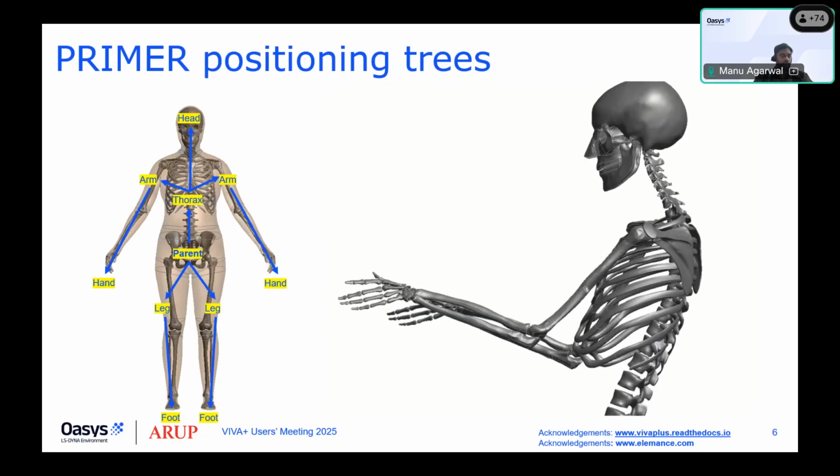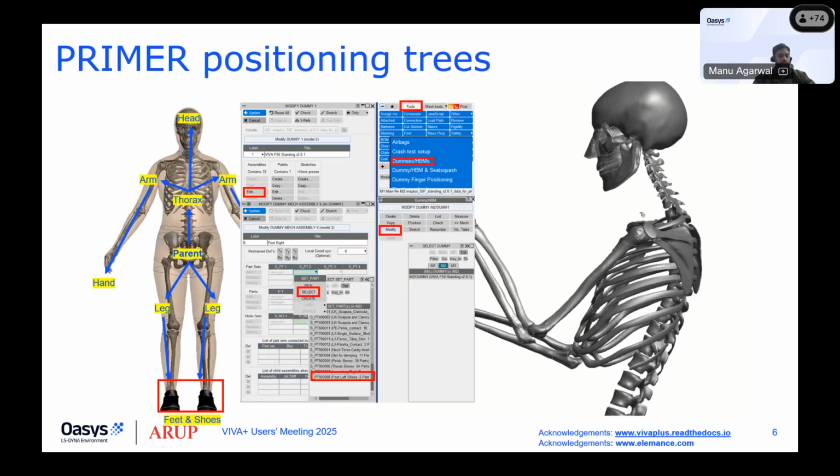But even though the positioning tree files are encrypted, you can still add new entities like shoes, helmets, etc. to the HBM assemblies using the Primer edit assembly dialog panel. And this can help you in positioning additional components that you might want to attach to the HBM during the positioning analysis.